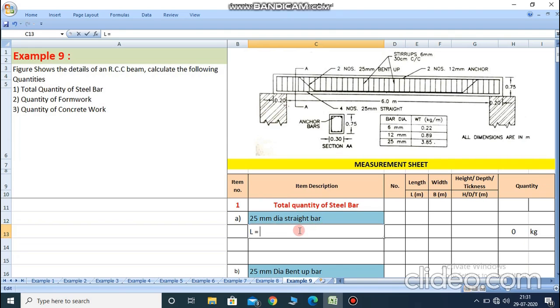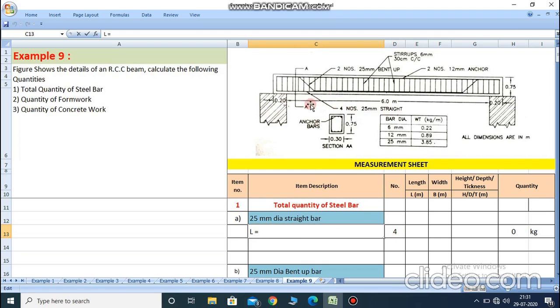Before finding out the length of the bar, first we find out how many numbers of bars are given. The 25 mm dia straight bar given in this figure is 4 numbers. So first we put here 4. Clear? Then after we find out the total length of the bar.